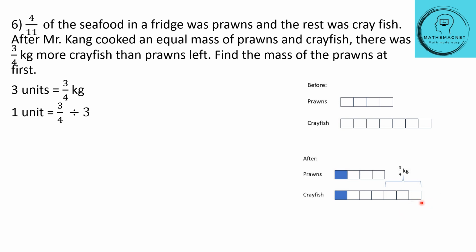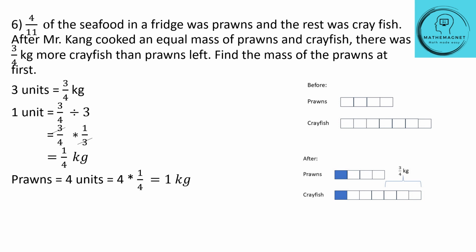Now 1 unit will be equal to 3 by 4 divided by 3, which will be equal to 1 by 4 kg. 3 and 3 cancel out, will be equal to 1 by 4 kg. Now we know 1 unit is 1 by 4 kg. Now how much mass of prawns did he have at first? We know he had 4 units, right? So 1 unit is 1 by 4 kg. 4 units will be 4 into 1 by 4 kg. That will be equal to 1 kg. 4 and 4 cancel out. So the amount of prawn at first will be equal to 1 kg.